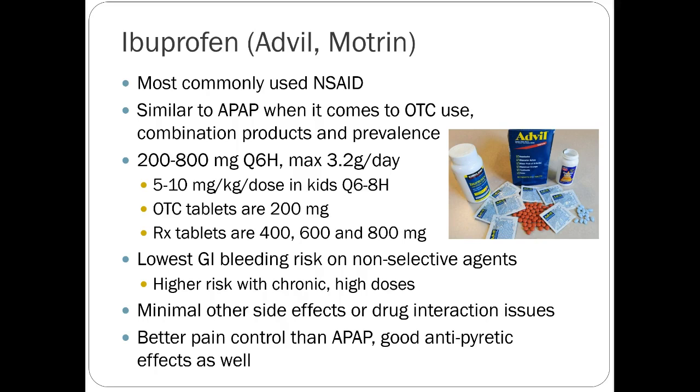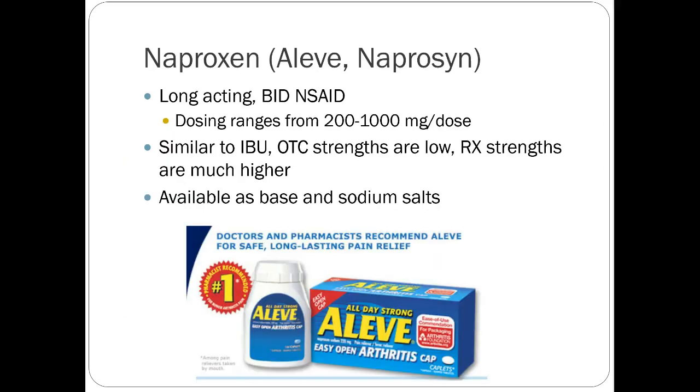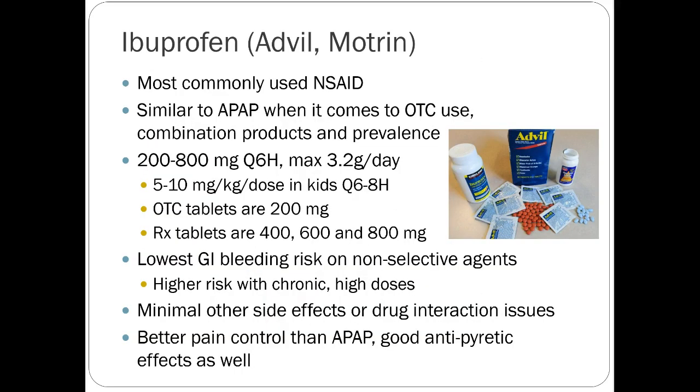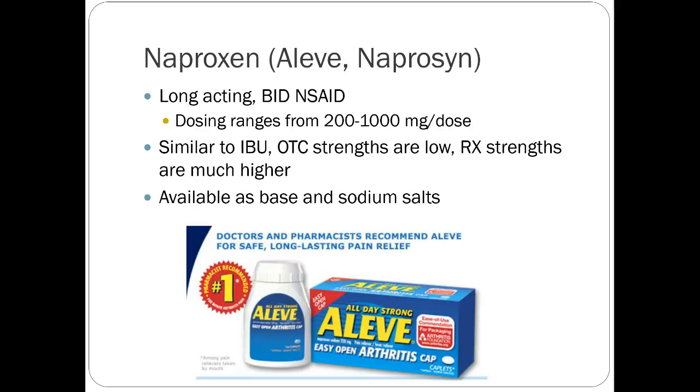Most trials will agree that NSAIDs in general control pain overall better than acetaminophen, and ibuprofen and naproxen actually tend to be kind of at the top of the pack for how well they work for pain management. But across the board, I don't think I've ever seen a study that says Tylenol did a better job at pain control than when compared head to head with an NSAID. NSAIDs always win. They're also good antipyretics. I don't think I said that, but they will reduce fever just like Tylenol.